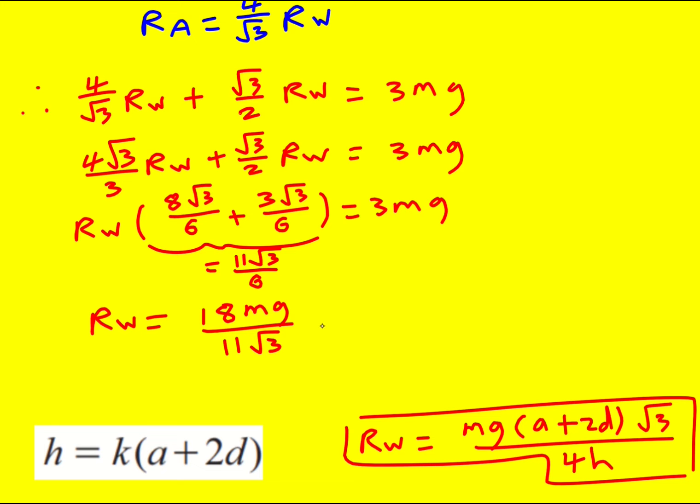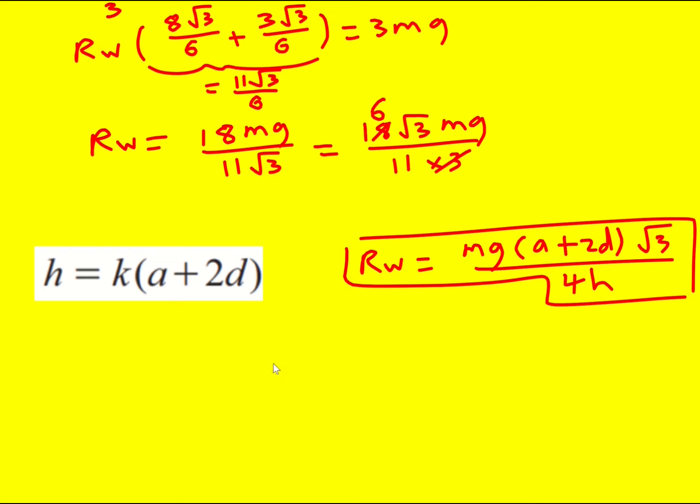The only thing I don't like about this is that there's a root 3 on the bottom. So I'm going to times through by that. 18 root 3 mg over 11 times 3. And that 3 is going to cancel with the 18 to leave me 6.